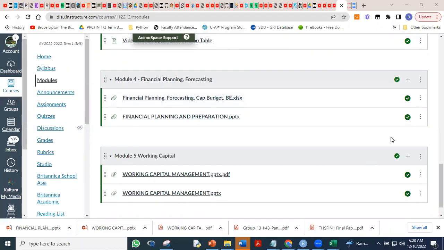Good day to everyone. Today we're going to discuss the remaining modules of our class. That's financial planning and forecasting, and working capital.